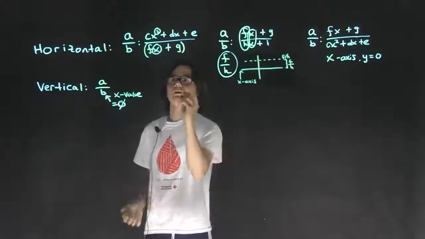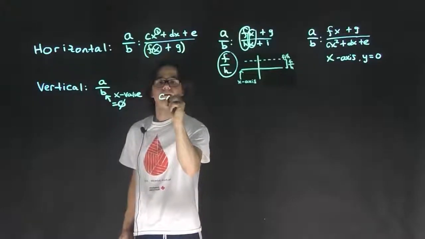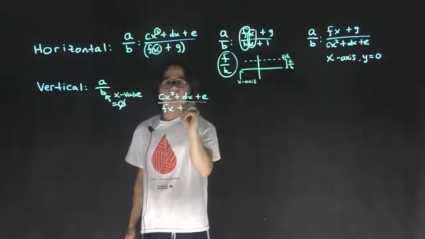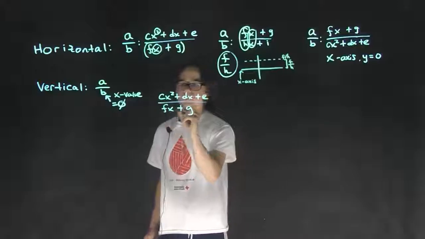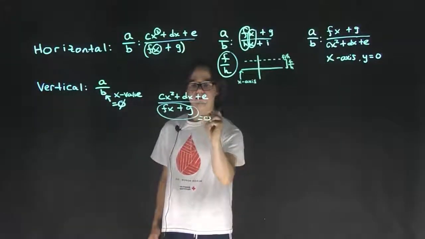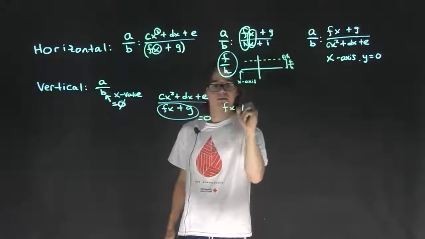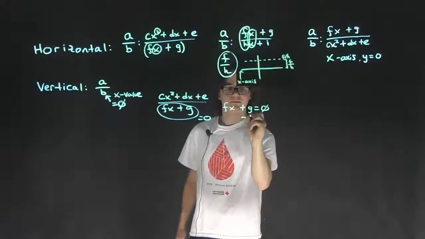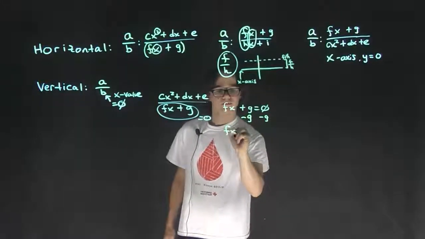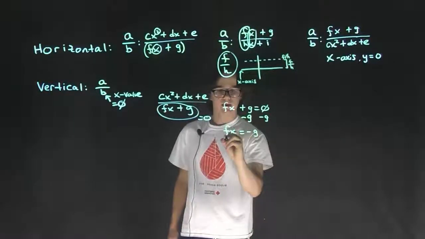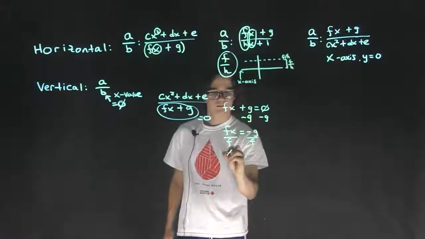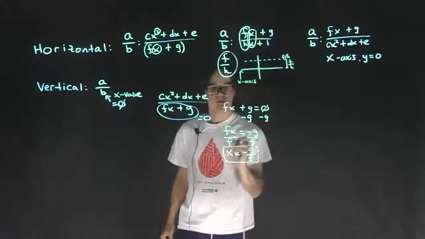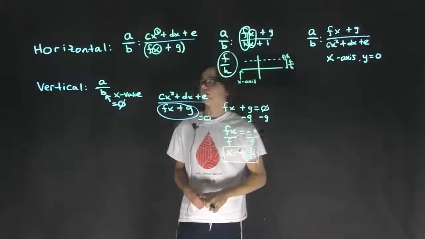So if we take a look at two of our functions, let's say we have cx squared plus dx plus e over fx plus g, just like the one above. We need to figure out what x value makes this function equal to 0. So we set fx plus g equal to 0, and to get x by itself, first we need to subtract g from both sides, and then finally divide by f, and negative g over f should be our vertical asymptote. And that's about it for asymptotes.